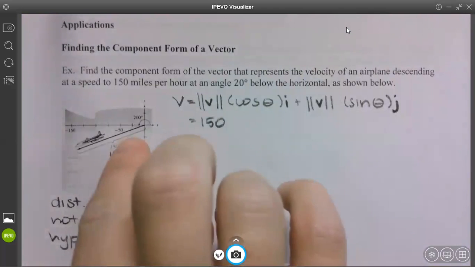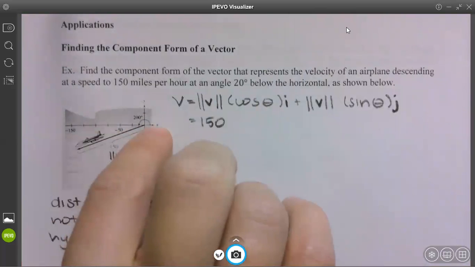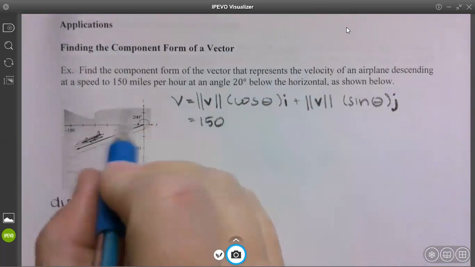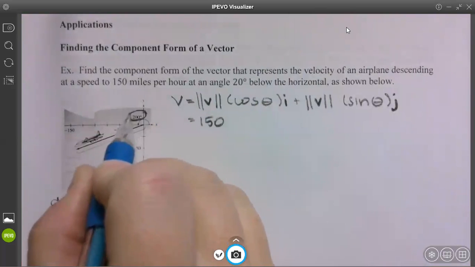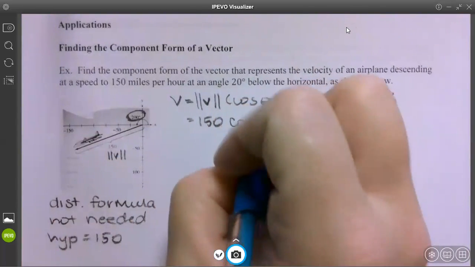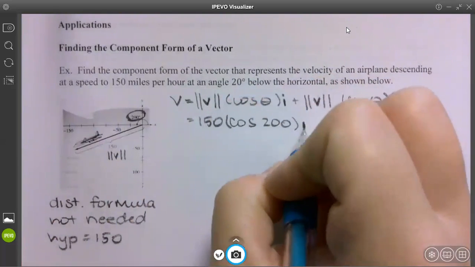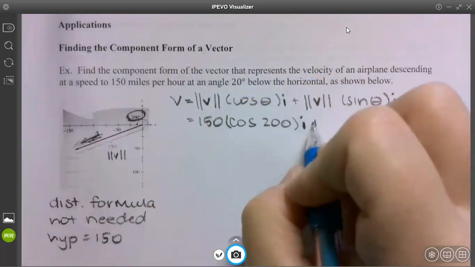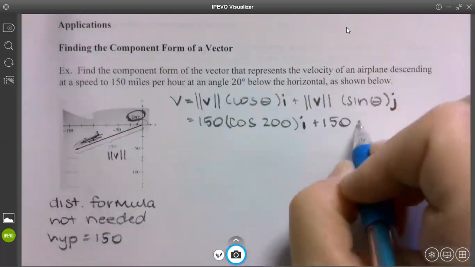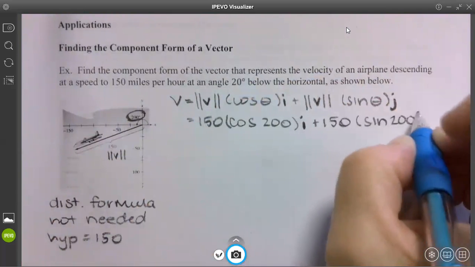It says it's at an angle 20 below. So this horizontal line, your x-axis, is 180, plus 20 is going to give you this 200. So that's where this 200 is going to come from. So we're going to do cosine of 200 times I plus 150 sine 200J.